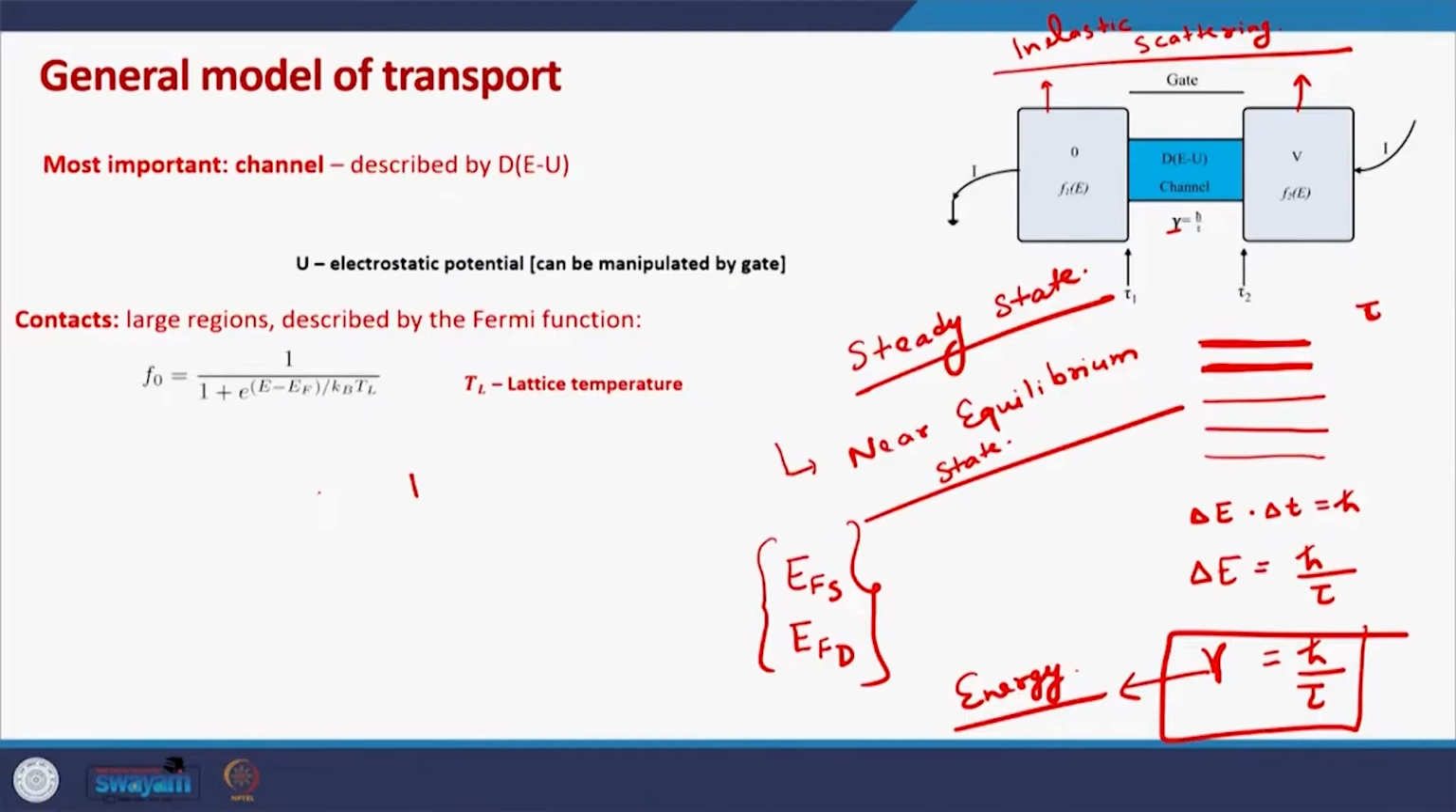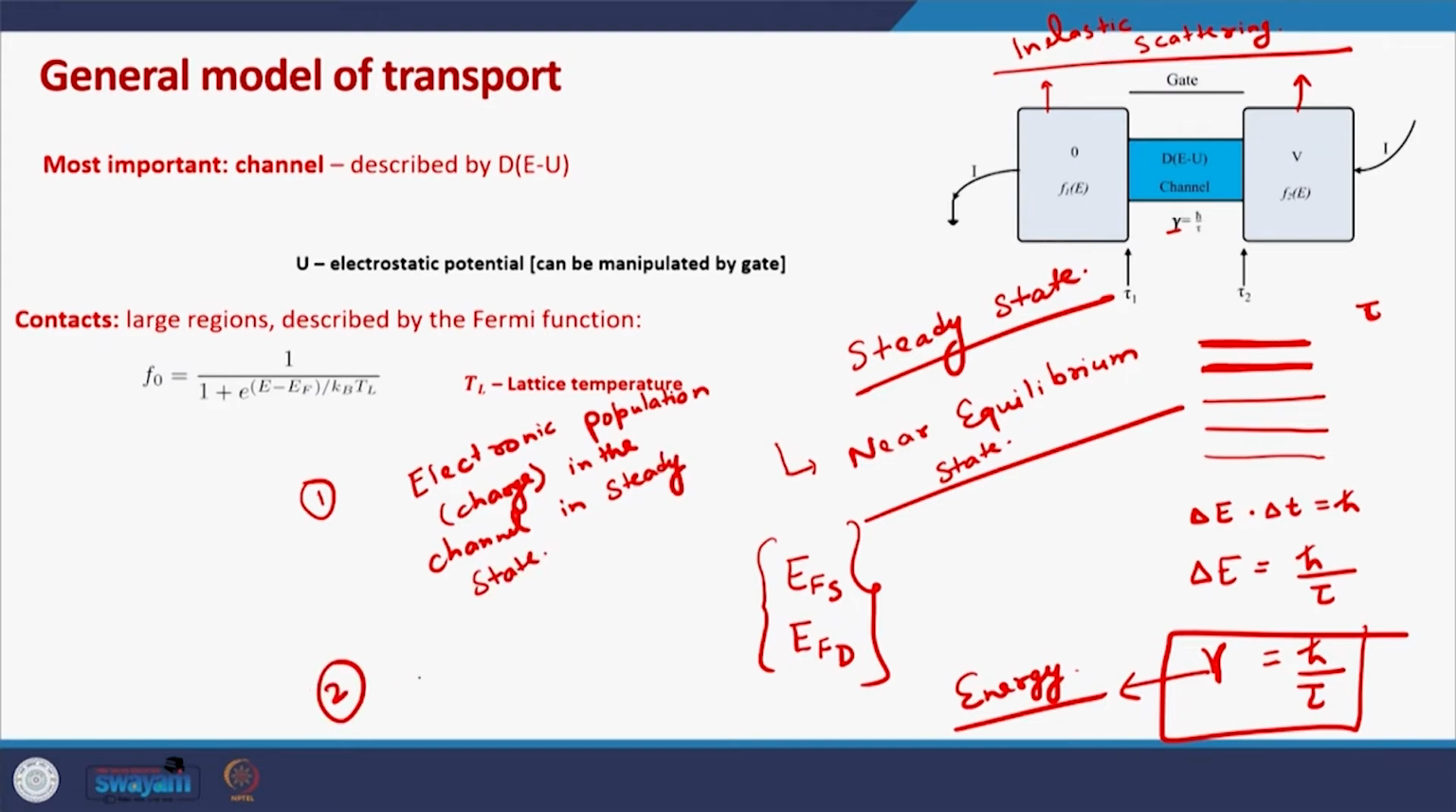So, we would like to understand two things essentially. One is the electronic population or charge in the channel in steady state, and second is we would like to understand the current in the device, or IV characteristics.